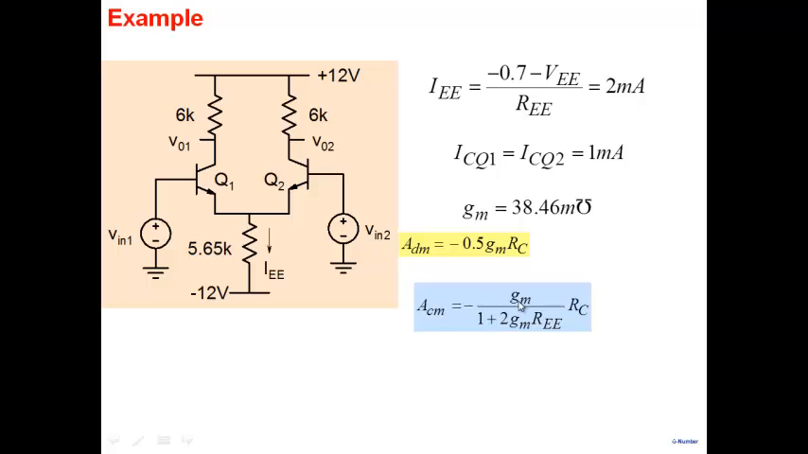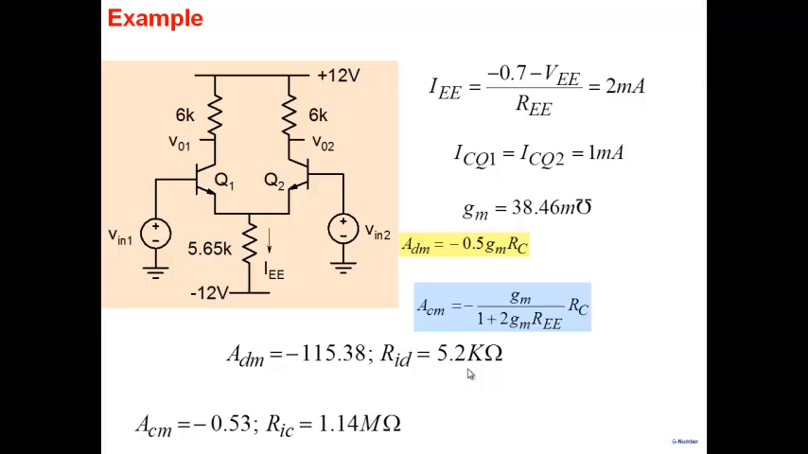ACM is GM divided by 1 plus 2 GMRE times RC here. And therefore, the value of RID is 2R pi. So ADM is 115.38. RID is 5.2K. ACM is minus 0.53. RIC, which is 1.14 mega ohm. RIC is equal to R pi plus 1 plus beta times 2RE here. And CMRR is 270.